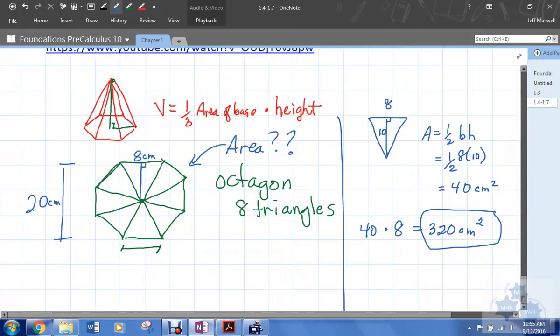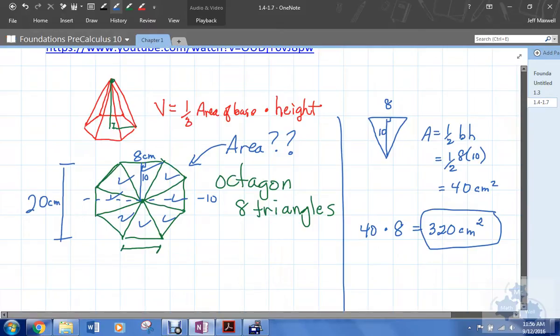Okay, so this is what I did. I just took one of these triangles. The overall height of this octagon is 20 centimeters. That means that half would be 10. So that's where I get the 10 from here. The area of this triangle would be 1/2 the base, which is 8, times the height, 10, which would be 40. There are 1, 2, 3, 4, 5, 6, 7, 8 of those triangles comprising this octagon. So times 8, 320 centimeters squared.